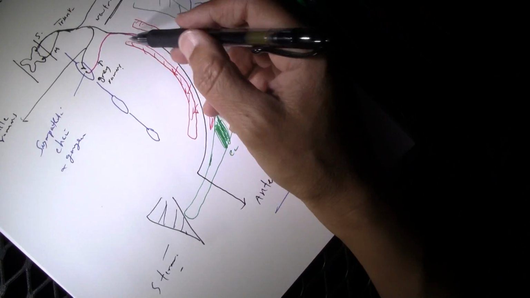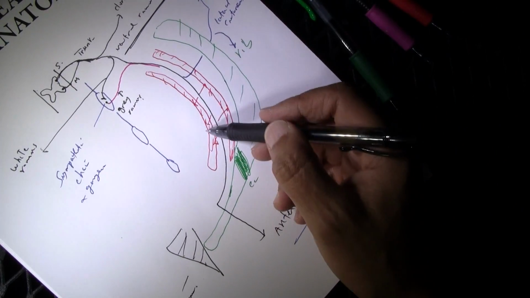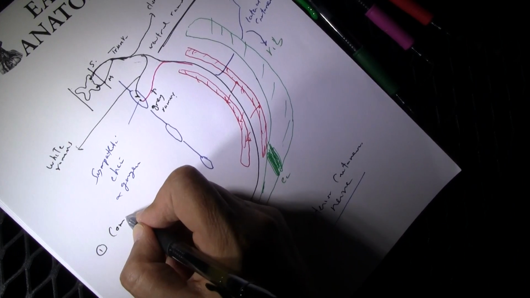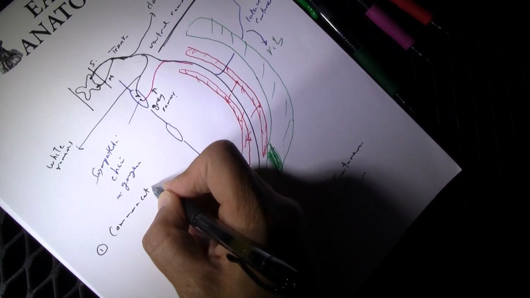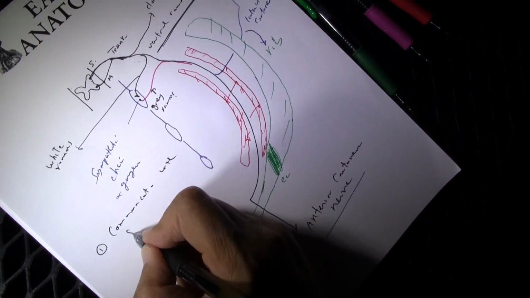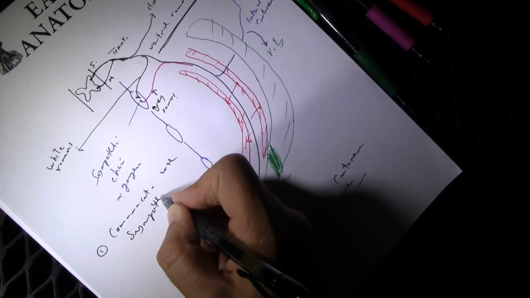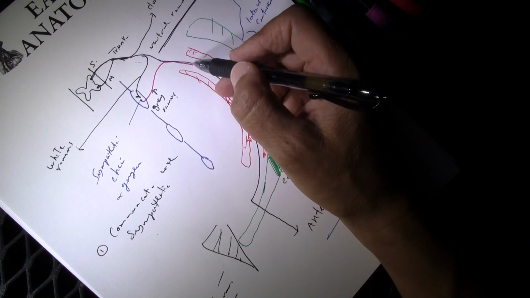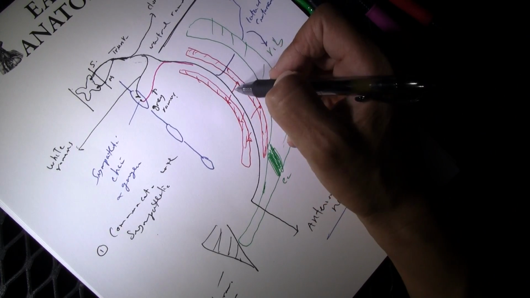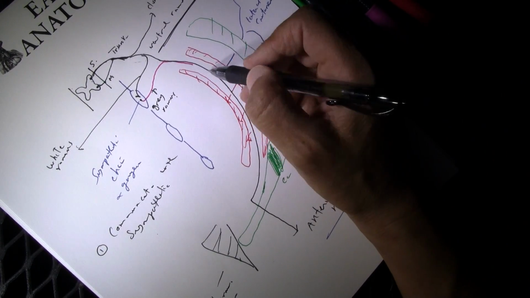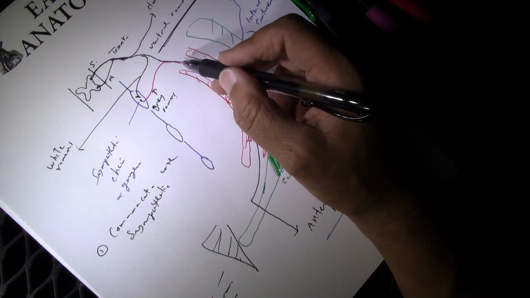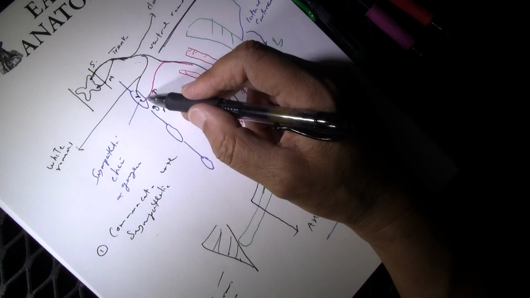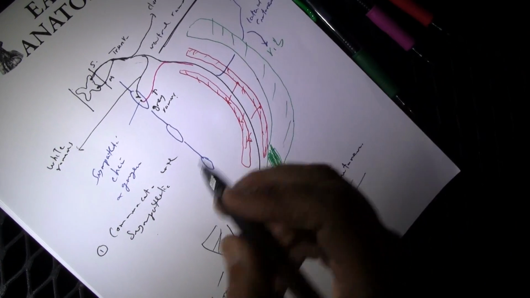So if I ask you what are the branches of the intercostal nerves, first you have communicant branches with the sympathetic. What is the function of the postganglionic fibers? They are vasomotor, supplying the blood vessels in the intercostal space and leading to vasoconstriction.